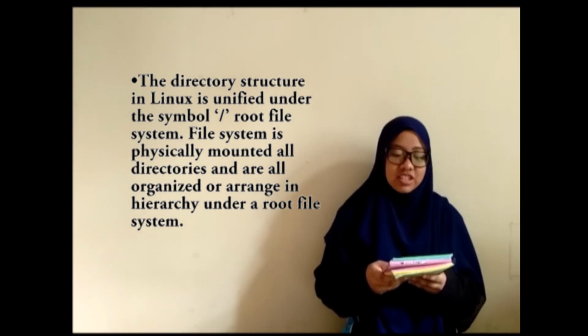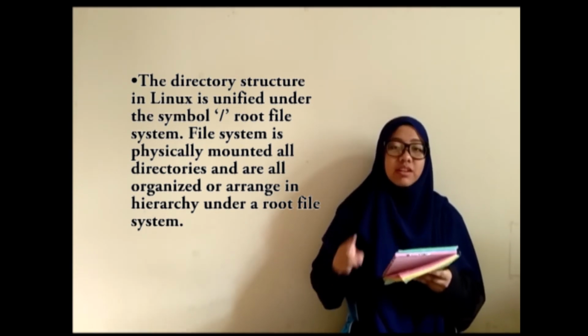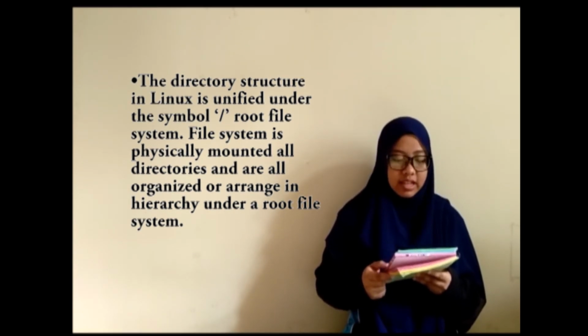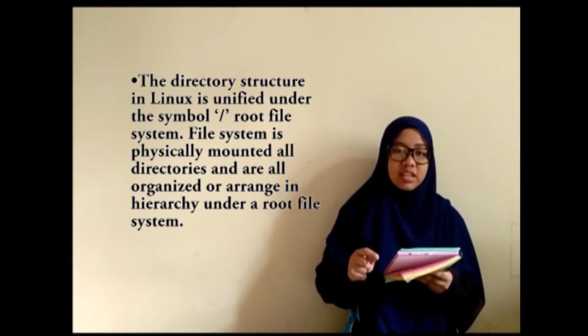The directory structure in Linux is unified under the root file system, represented by the symbol /. The file system is physically mounted, and all directories are organized or arranged in a hierarchy under the root file system. Basically, Linux files are stored in a rooted, hierarchical file system.